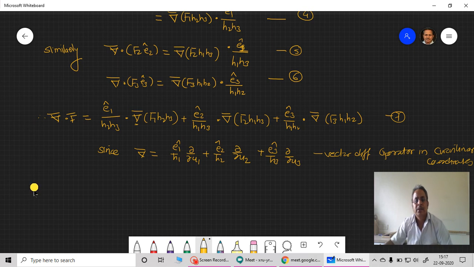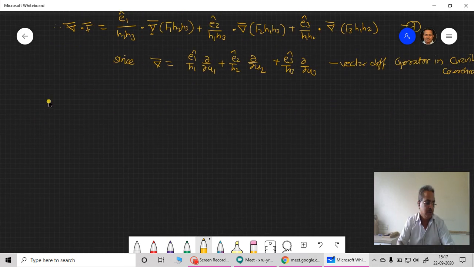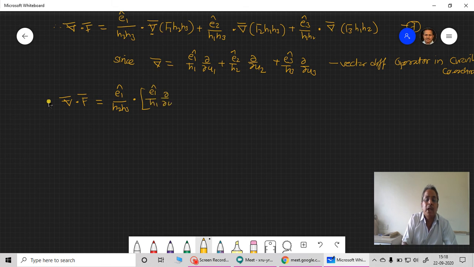Okay, use this in the earlier relation. So I will get a somewhat bigger relation, so write it separately. Del bar dot f bar is equal to, first, E1 cap upon H2 H3 dot, this now is E1 cap upon H1 into ∂/∂U1 plus E2 cap upon H2 into ∂/∂U2 plus E3 cap upon H3 into ∂/∂U3.